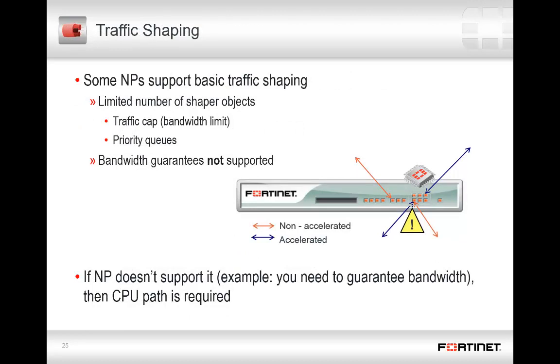Finally, you can offload some types of traffic shaping to NP. NP can limit bandwidth. Queue prioritization is also supported. However, traffic shaping to guarantee bandwidth cannot be offloaded. So if you require that feature, the session must be processed by the kernel. Also, due to limited memory, NP has a smaller number of shaper objects, so for that reason also, traffic shaping by the CPU is more common.